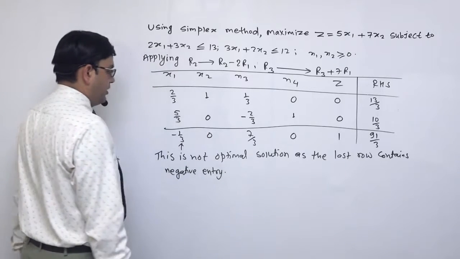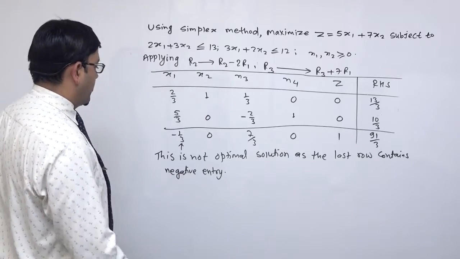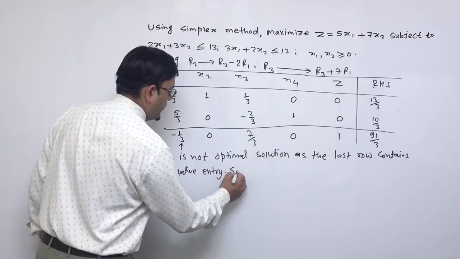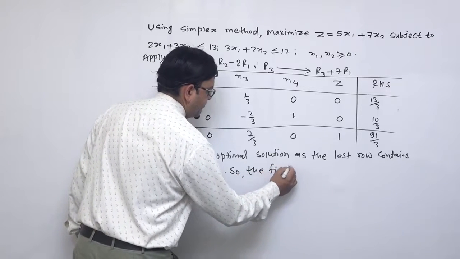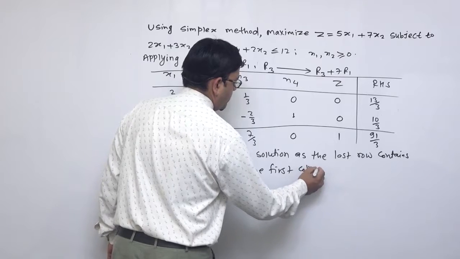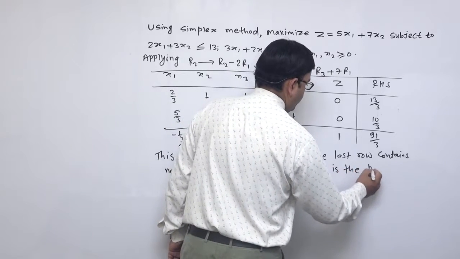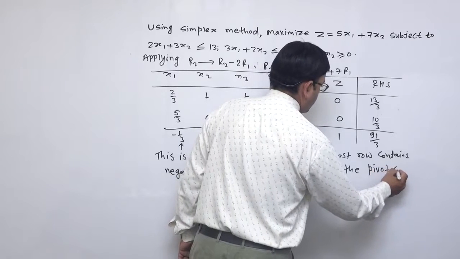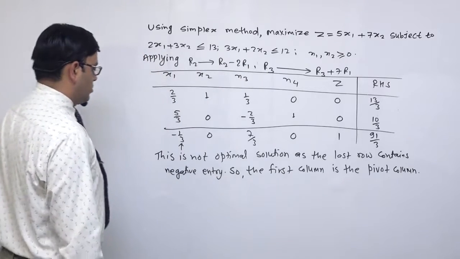अब यसमा हामीले चाहिँ, so this first column is the pivot column since the first column is the pivot column.